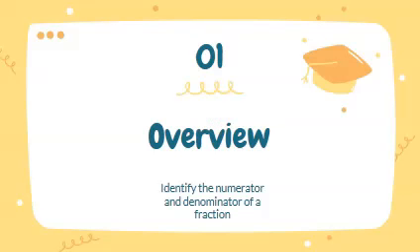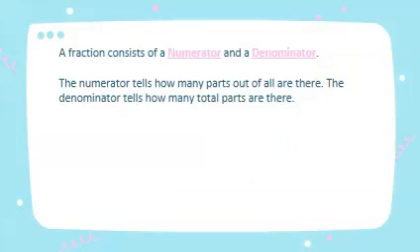So first of all, as I told you, we are going to remember together the meaning of a fraction and what the components of a fraction are. A fraction consists of a numerator and a denominator, which are separated by a fraction line. The numerator, which is found above the fraction line, tells how many parts out of all there are, and the denominator tells how many total parts there are.